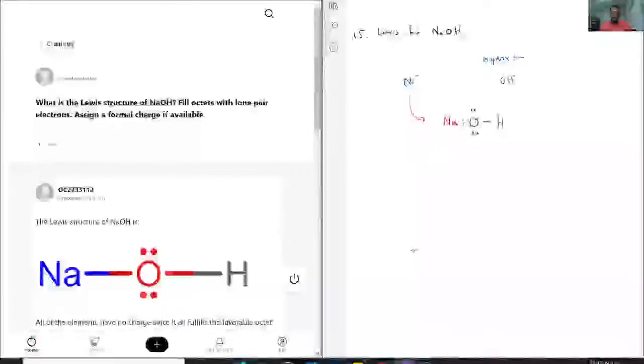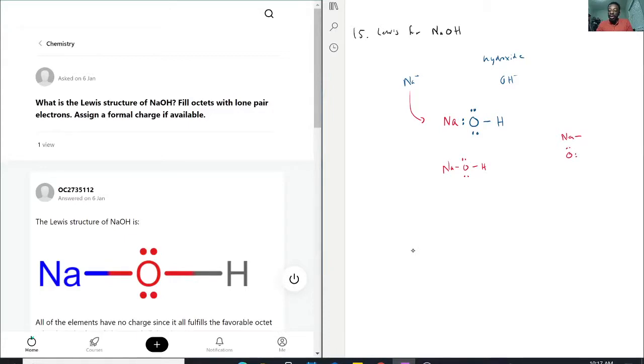Now, it asks us to fill the octets with lone pair electrons, which is what we've done. And it's also asking us to assign a formal charge if available. So let's see what formal charges we can do. If we redrew this to just have NaOH, what is the formal charge for each one? Sodium by itself, we just have one bond, which is what it's doing there, so its formal charge is 0. That one's good. Oxygen, on the other hand, would like to have 2 bonds and 2 lone pairs, which is also what it's doing, so it is satisfied. And hydrogen, the last one, likes to have just 1 bond, and that's also what it's doing. So all the formal charges would be 0, okay?